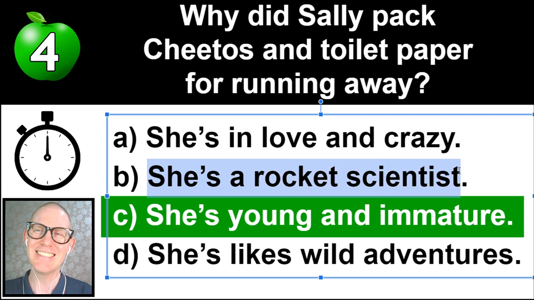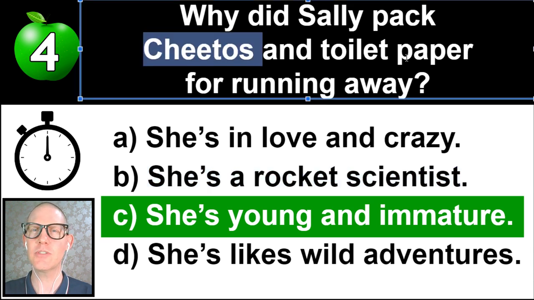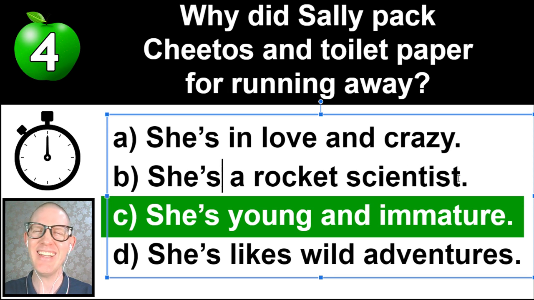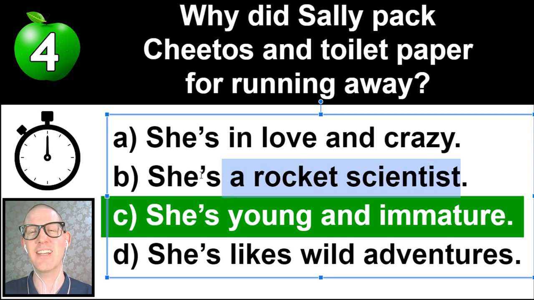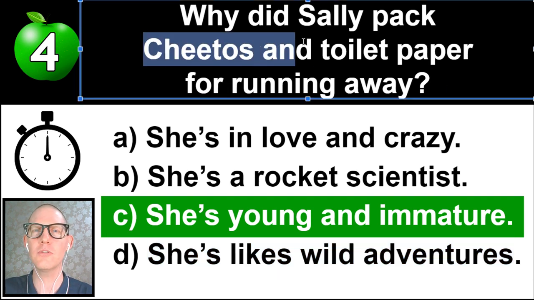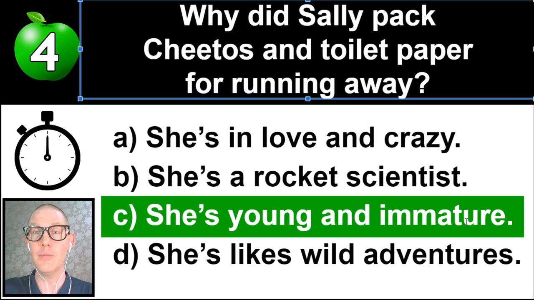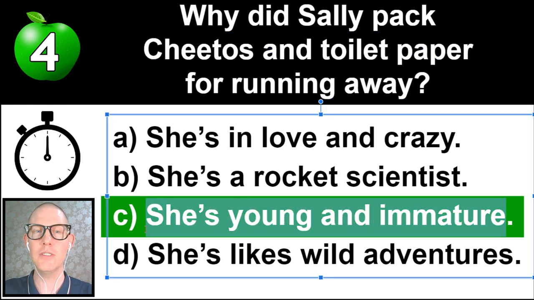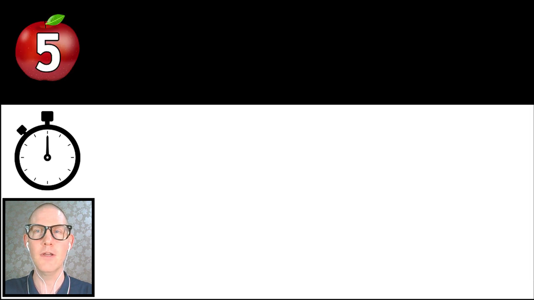But her decision to take Cheetos and toilet paper, I wouldn't say that's like a rocket scientist or super intelligent decision. She likes wild adventures. Okay. She got one because the homeless guy stole her Cheetos and toilet paper. But I think the answer which explains it best is she's young and immature. Right. Question number 5. Here we go.